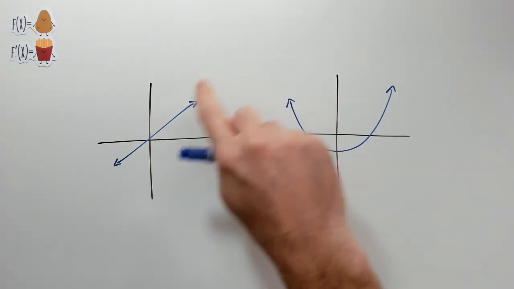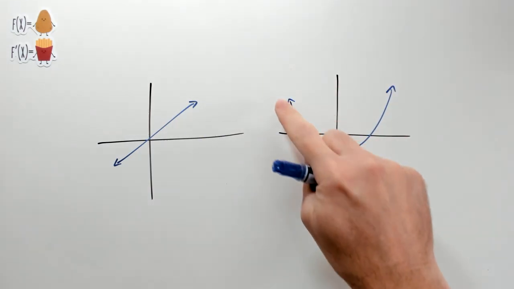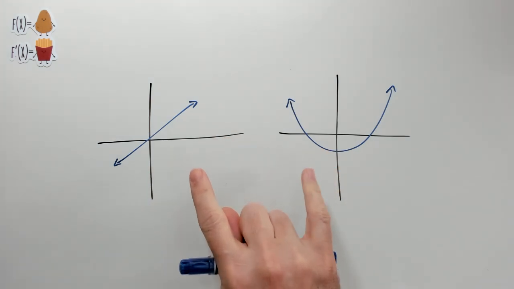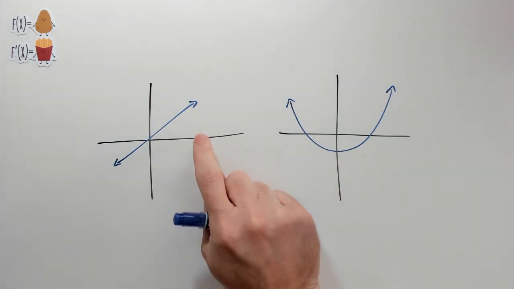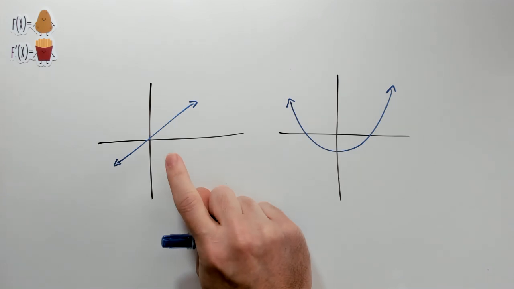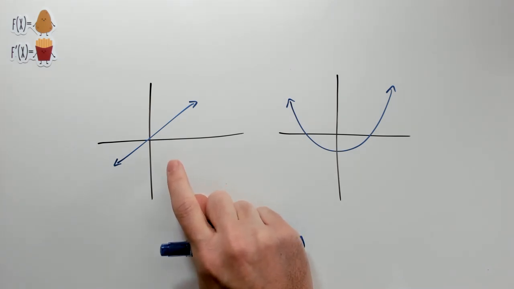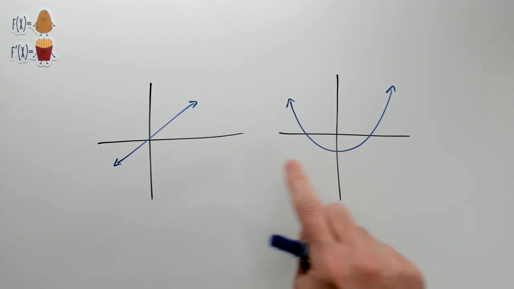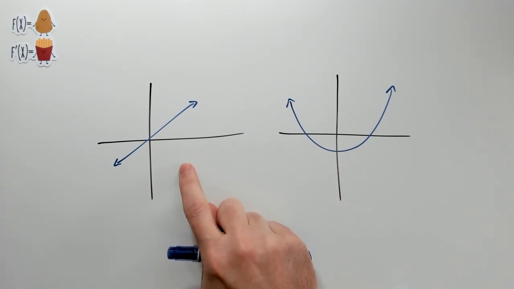This one starts at the bottom and goes all the way to the top. This one goes from the top and then goes back to the top. So the big fundamental difference between these is that this one has something that's constant, and this one has something that changes. And what is constant here is the gradient.